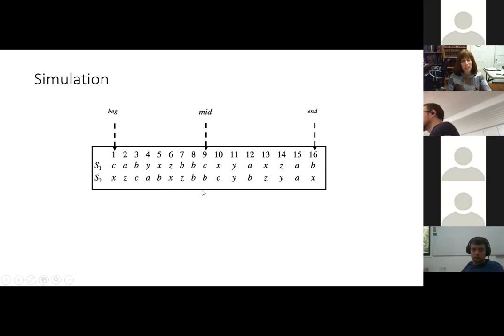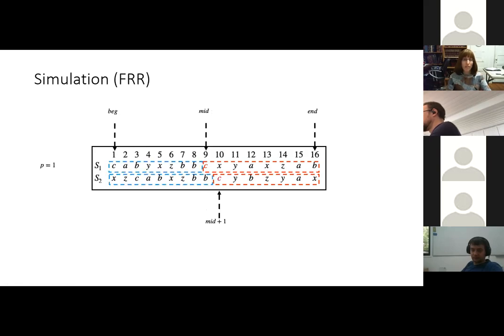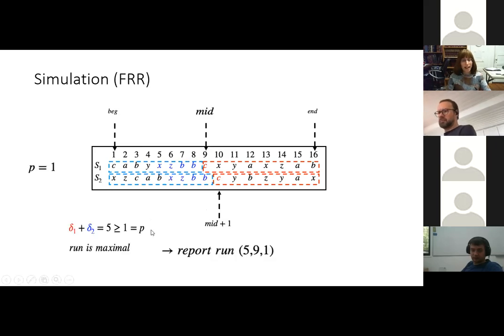So we begin by looking at everything that crosses the midpoint. Since P is equal to 1, our period size is 1, and our second string for the extension starts at mid plus 1. We match forward as much as we can, and all we can match is the single C. We match a reverse extension as much as we can, and we go all the way back to location 5. Since delta 1 plus delta 2 is greater than P, we have a run extending from 5 to 9 with period size 1.